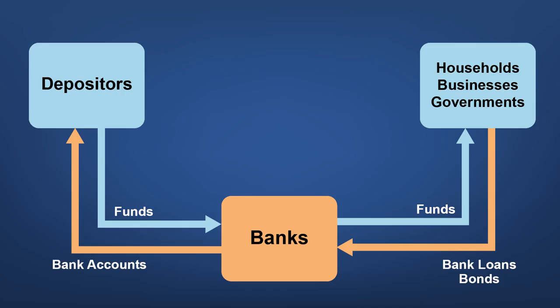How do they use these funds? Well, banks mostly invest in loans. In fact, banks are the primary originators of loans in the economy. Banks decide which households get a mortgage, the size of the loan, and the interest rate.